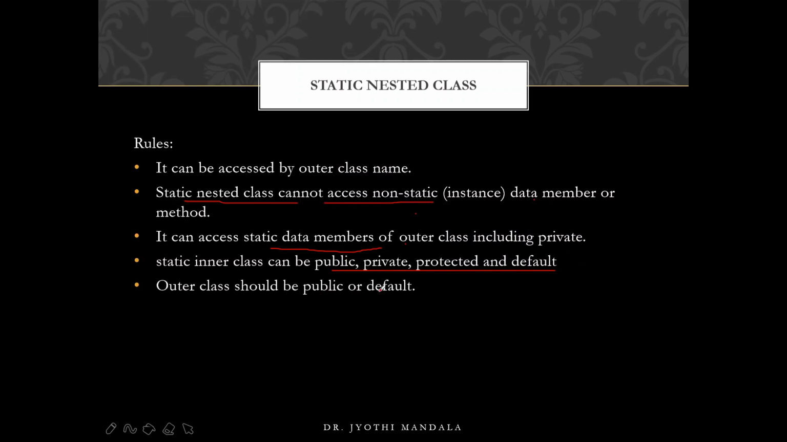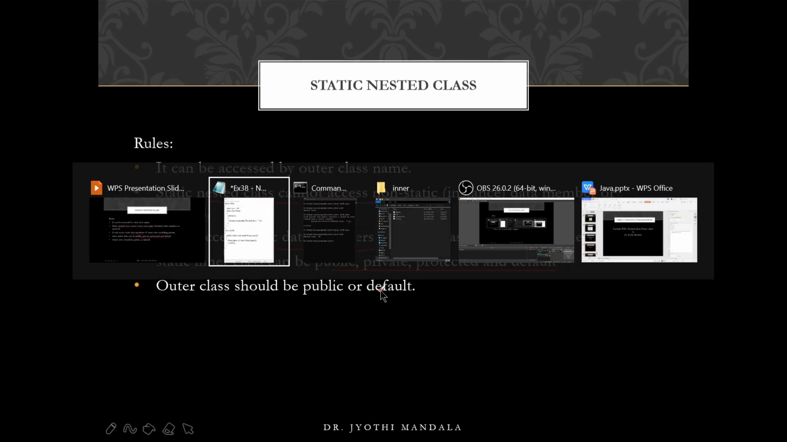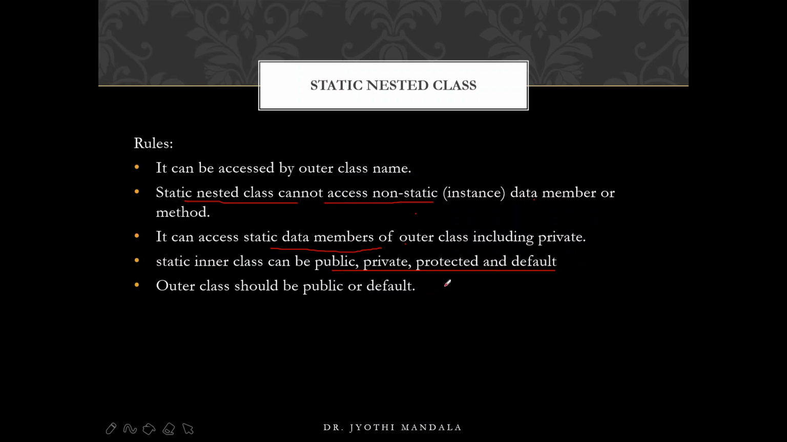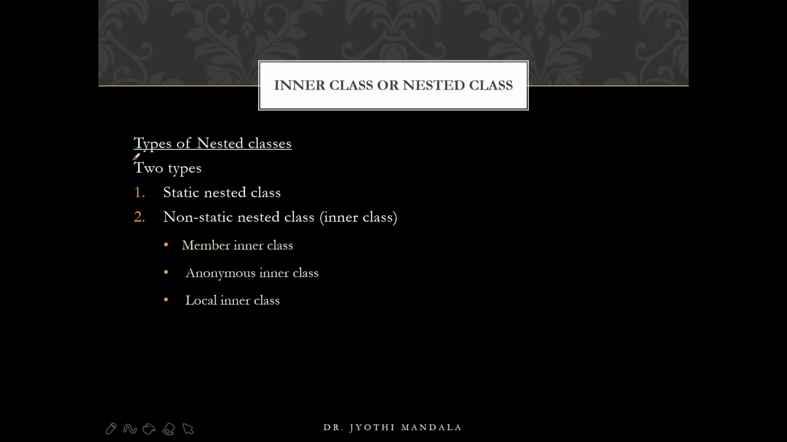And the outer class should be public or default only. That means whatever class you are writing here, it can be default, as we have used, or it can be public also. But remember, whenever you are using public here, this class should include your main method. That is the constraint. So these rules you need to understand whenever you are using a static nested class. So this is about the static nested class, which is called a normal nested class.